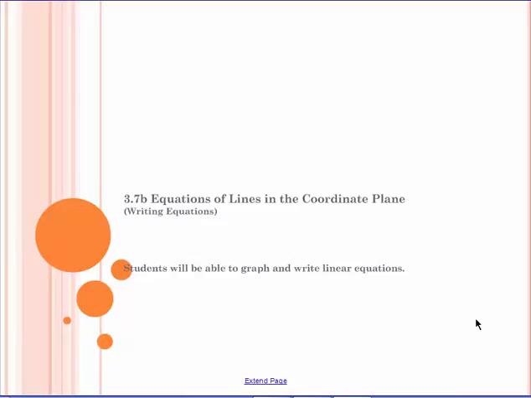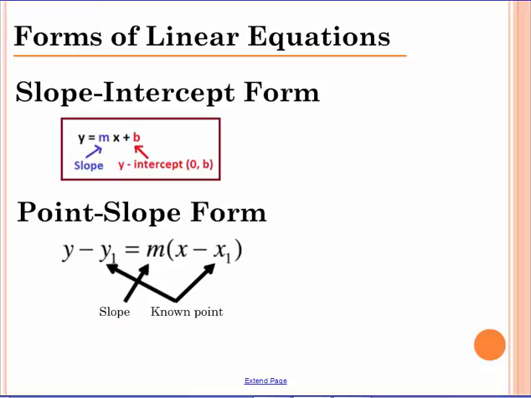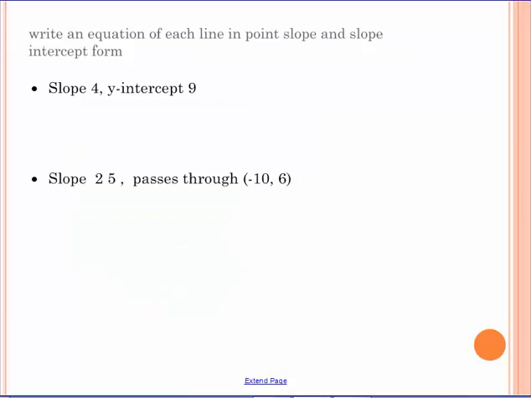So in the second part of section 7, we're going to write equations. Instead of just finding the slope and being able to graph them, we're actually going to write the equations themselves. Just a review from last time, which was also a review from before. Slope-intercept form is y equals mx plus b. Point slope form is y minus y1 equals m times x minus x1. So let's write the equation of each line in point slope and slope-intercept form.